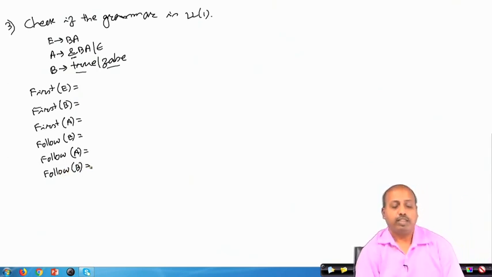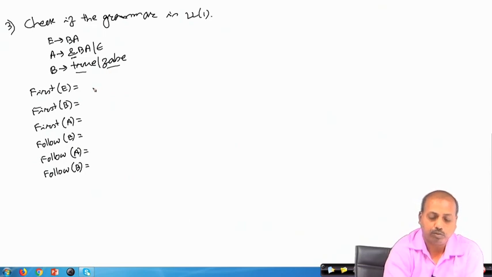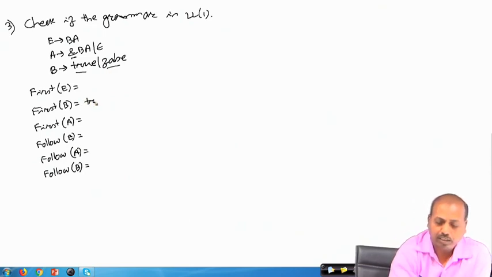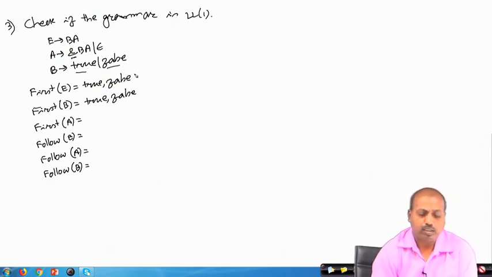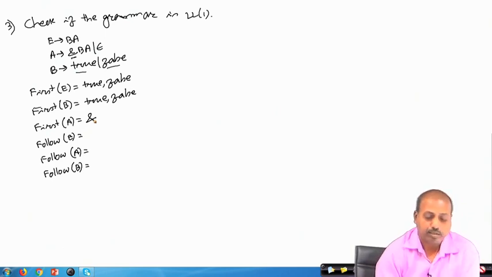Fine. Now, first of E, what is first of E? So, first of E is same as first of B, and first of B contains true, false. So, this first of B has got true and false. So, first of E will also have true and false. And what is first of A? First of A is ampersand. So, first of A contains ampersand. So, this is the thing about the first sets.